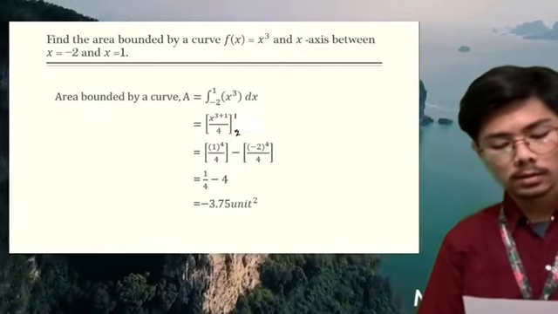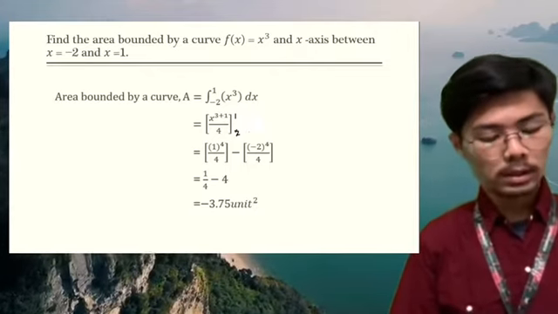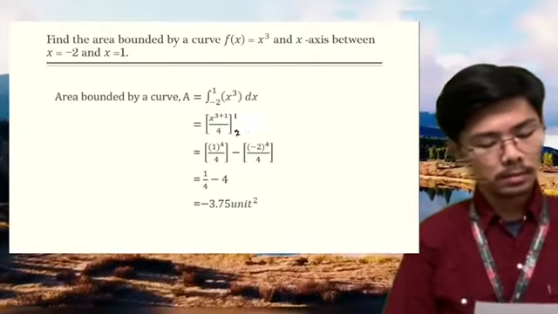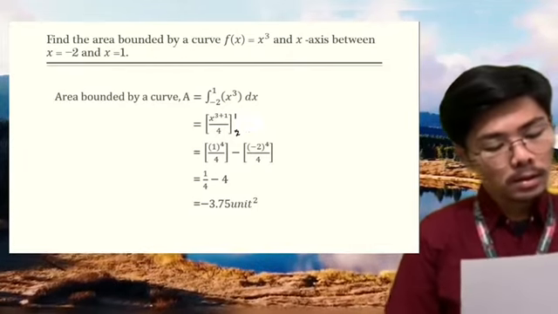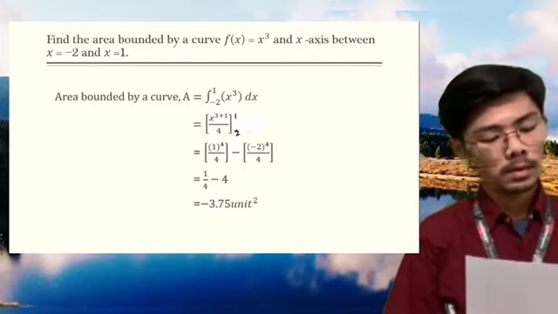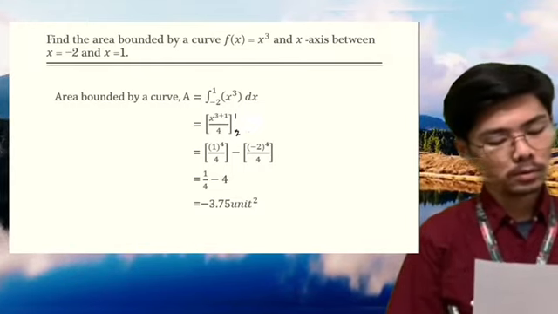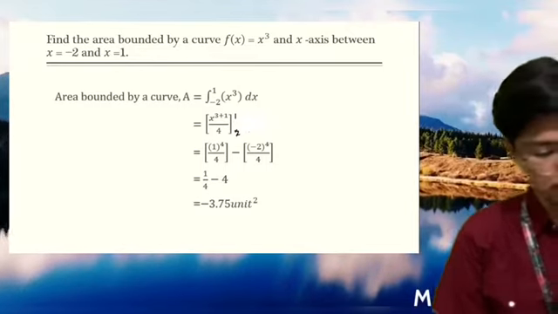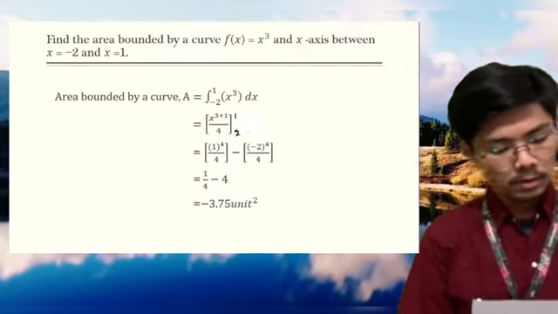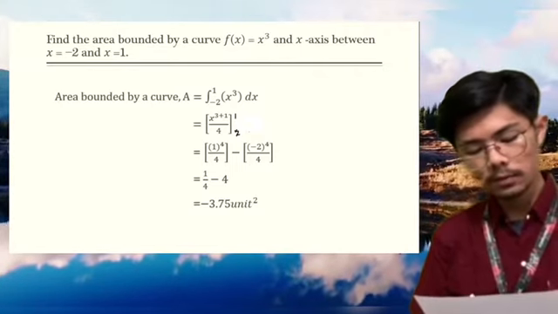So we use f(x) equals x cubed, integration from negative 2 to 1 of x cubed dx. The answer is x to the power of 4 over 4, from negative 2 to 1. We use the limits negative 2 and 1 of the integration, grouping the numbers, and we got 1 over 4 plus 4, the answer is negative 15 over 4.